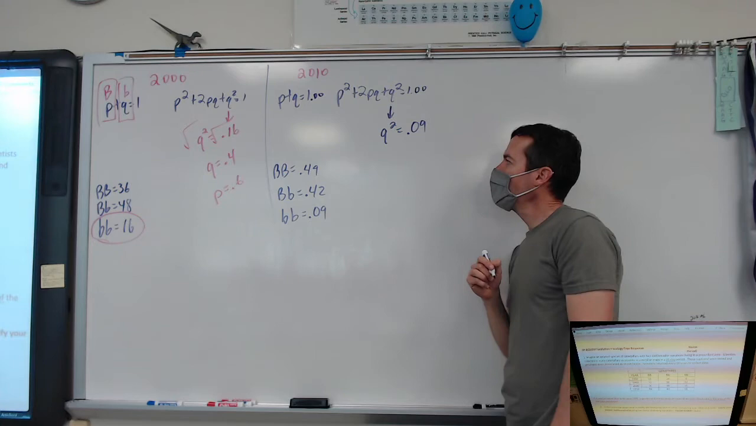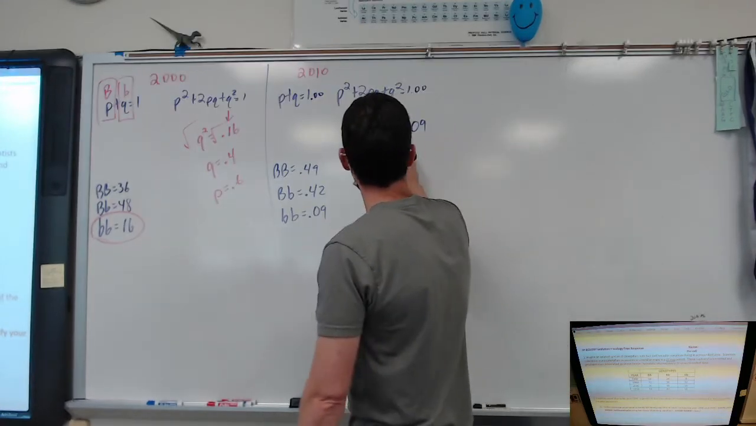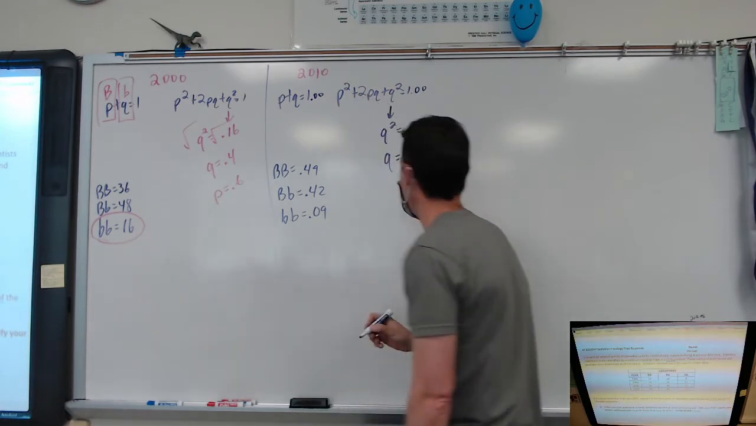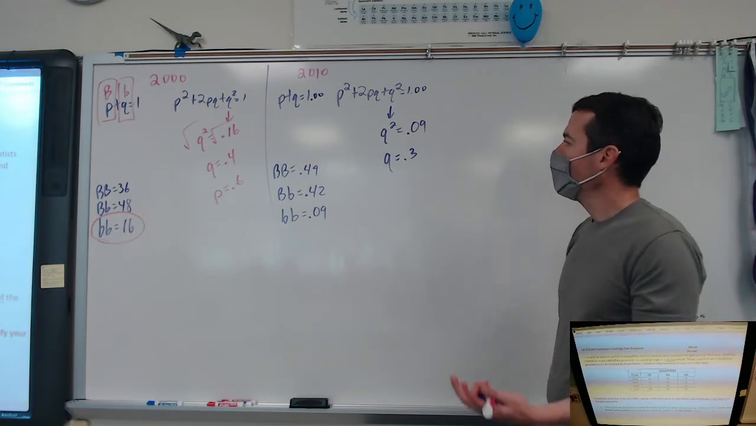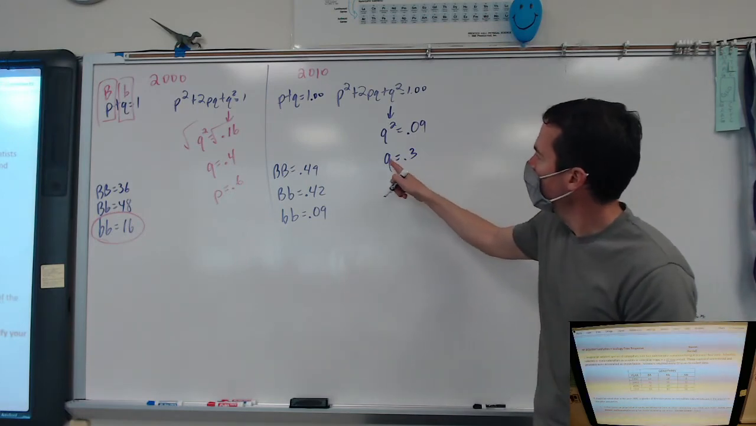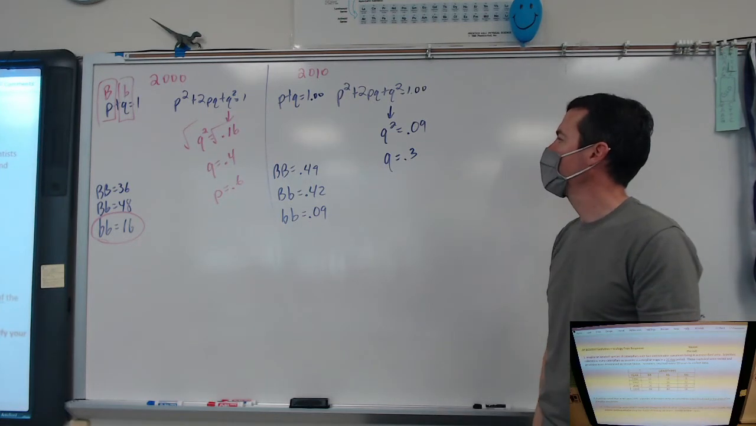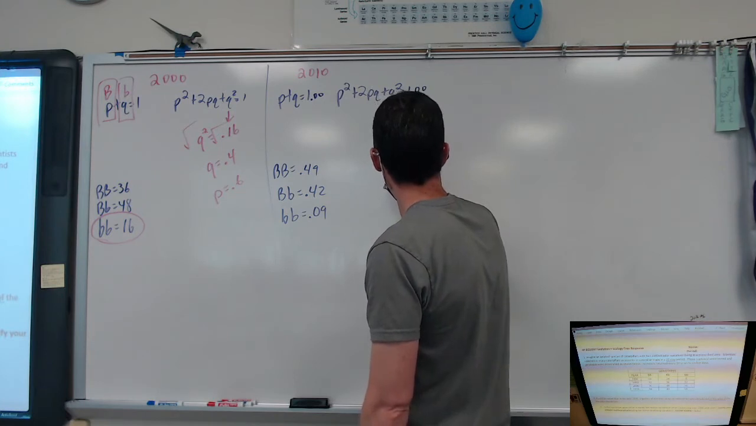All right, well, if Q squared is 0.09, then when I square root that, you might want to think that it's 0.03, but it's not. It's 0.3. You can check it in your calculator if you want. All right, well, if Q is 0.3, I know P plus Q has to be 1. So that means that P is 0.7.